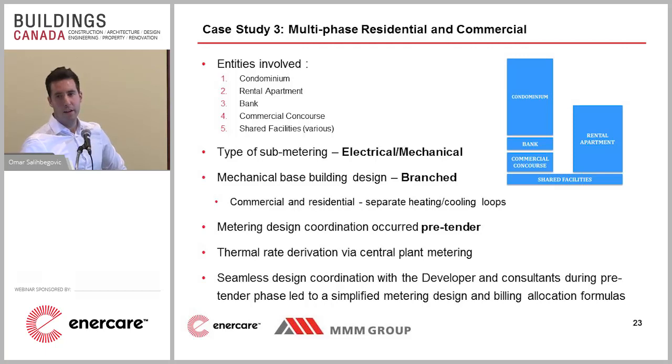Okay, type of submetering: here we did electrical, mechanical for both suites and common areas. So basically every kind of metering type that we could provide.